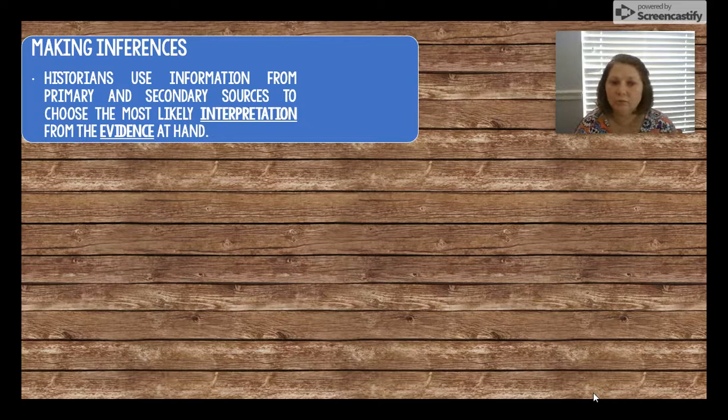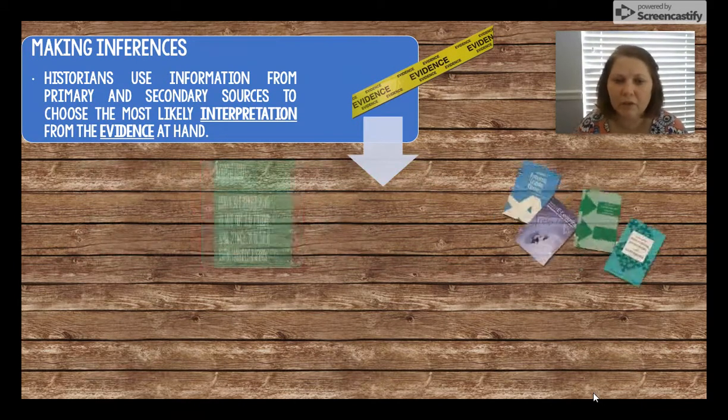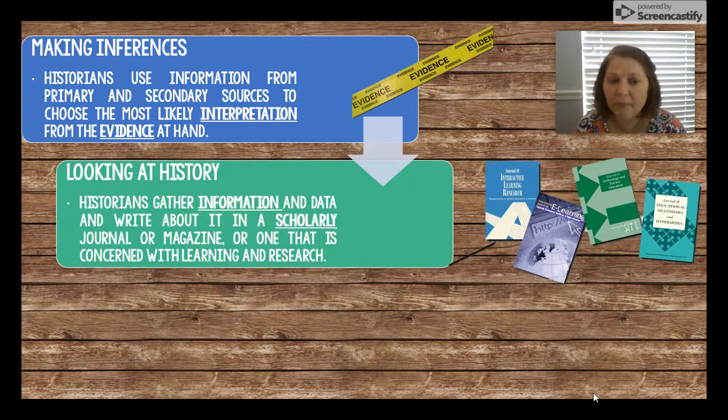So historians use information from primary and secondary sources, like Mr. Kennedy told you about primary and secondary, and they use those to try to figure out the most likely interpretation based on the evidence that they have. So they look through all that they can find and they're making judgments about what they found. And they have to gather information and data, and they have to gather a lot of it because you have to find more than one source that's going to support your point of view. More than one piece of evidence that says, yes, this is true, or no, this is not true. So you have to look for various sources.